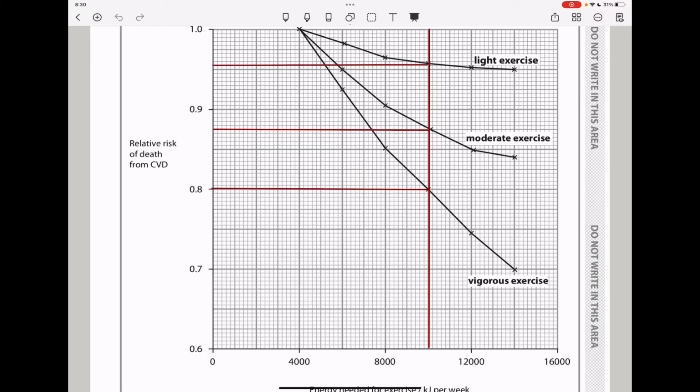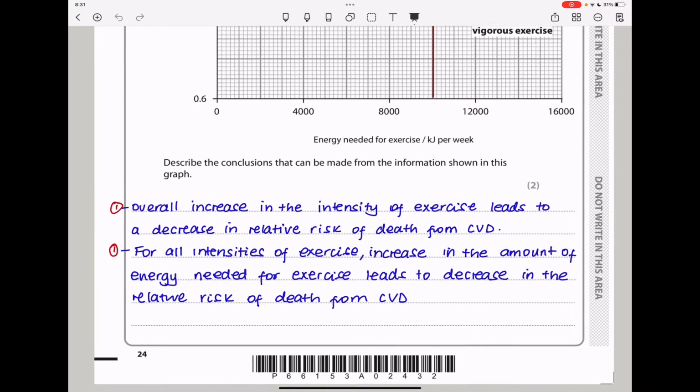So we can see that for this value here, for those who do light exercise, there is a higher relative risk of death from CVD in comparison to those who do moderate and in comparison to those who do vigorous at the same energy requirement. So let's continue.